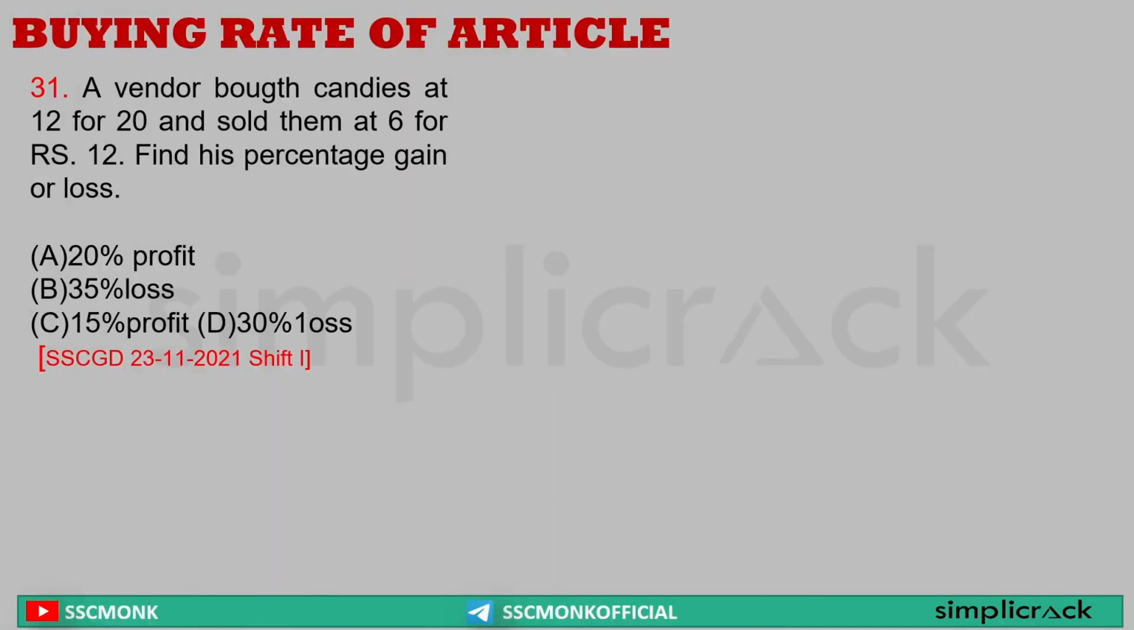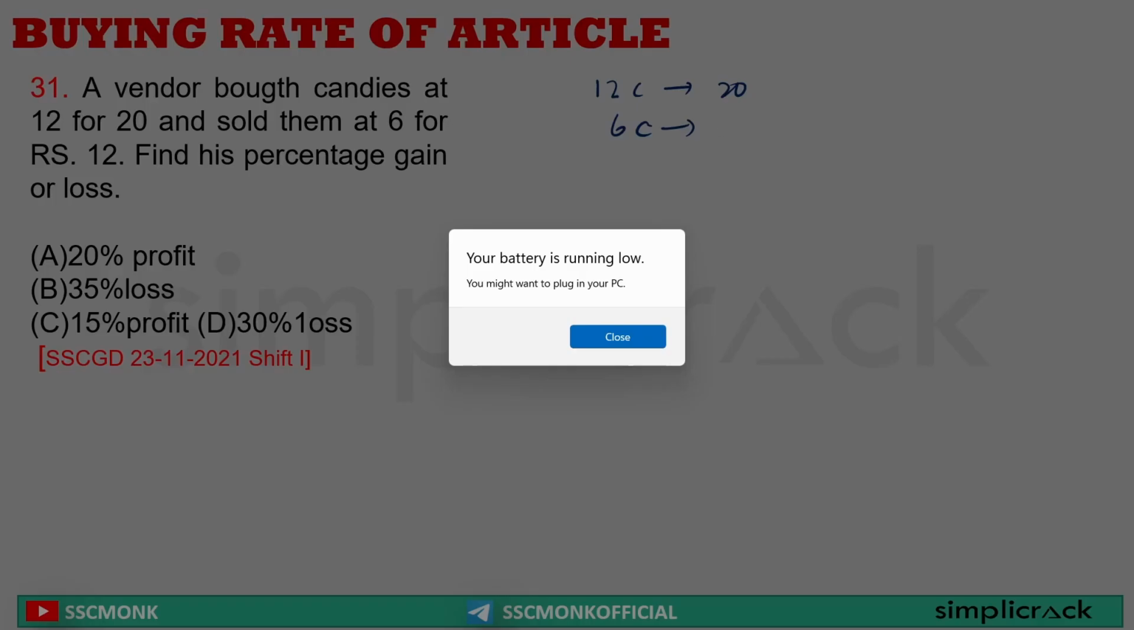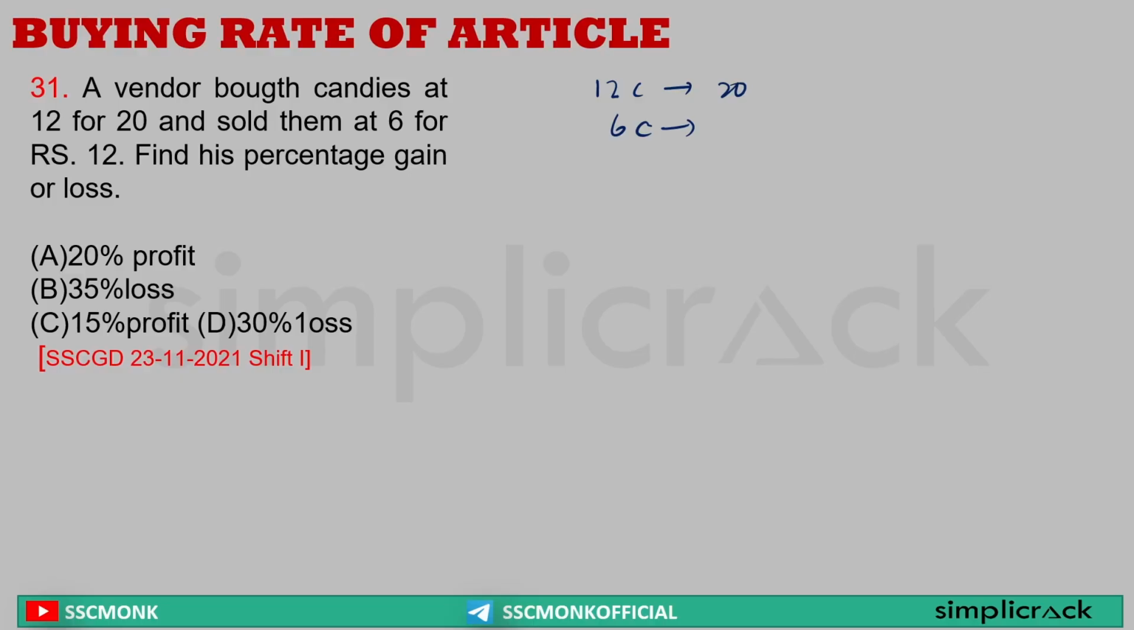Next. That was simply calculative. Buying rate of an article. A vendor bought candles at 12 for 20 rupees and sold them at 6 for 12 rupees. Find his percentage gain. Now what is happening? 12 candles, 20 rupees. 6 candles, 10 rupees. Yes or no?